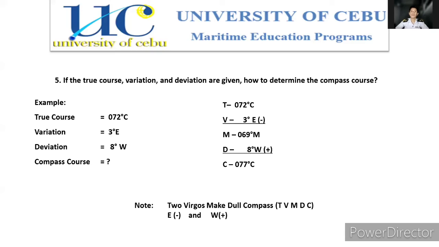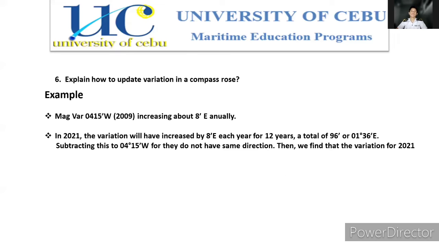Here's our solution. We have a true course of 72 degrees and a variation of 3 degrees east. Since it's east, we have to subtract it from our true course, 72 minus 3, and that gives us a magnetic heading of 69 degrees. Next, we are going to apply our deviation of 8 degrees west, and since it's west, we have to add it to our magnetic heading, 69 plus 8, and that gives us 77, a compass course of 77 degrees.